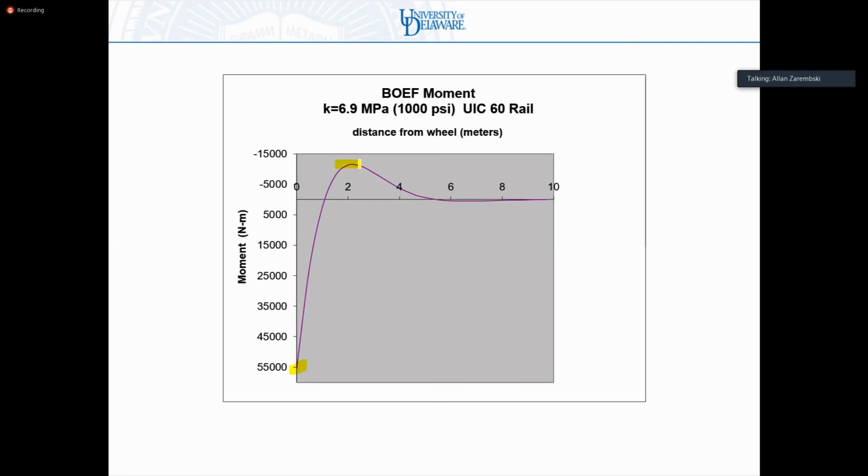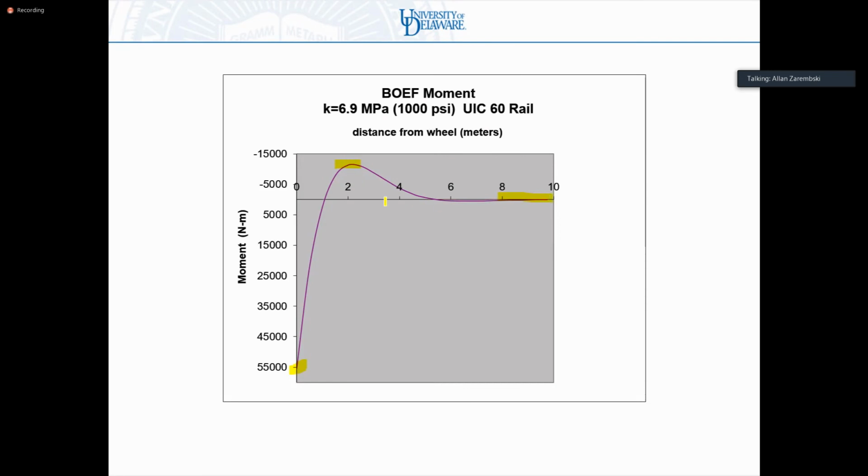My reverse moment, which tends to be, for a single wheel, about 21% roughly of the maximum moment. Then you can see it comes back down, dissipates already, and by about 8 to 10 meters, it disappears and there's no effect there.